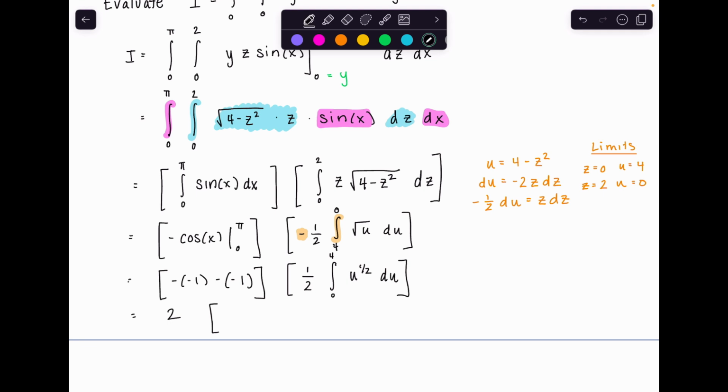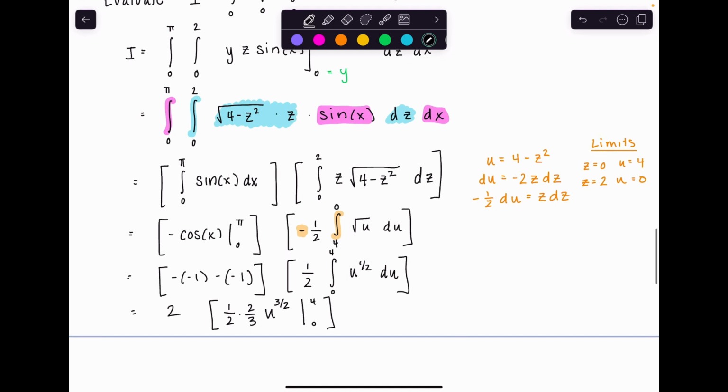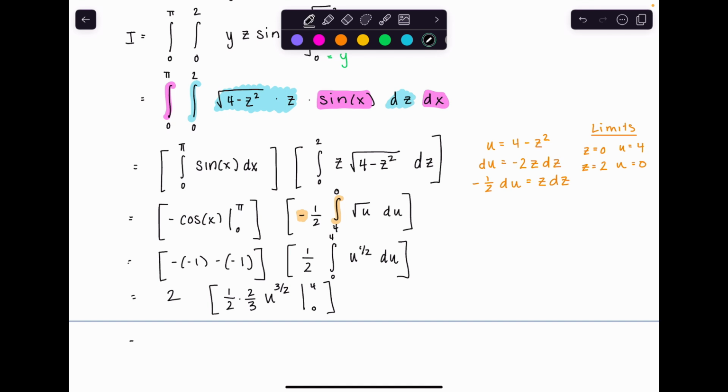Now finding that antiderivative, that's 1/2. Add a power, or add 1 into the power, gives you 3/2. Divide by 3/2, same thing as multiplying by 2/3, and then evaluating from 0 to 4. And really, the 2's end up canceling, so that's nice. This becomes 1/3, and then we get 4 to the 3/2 minus 0 to the 3/2.